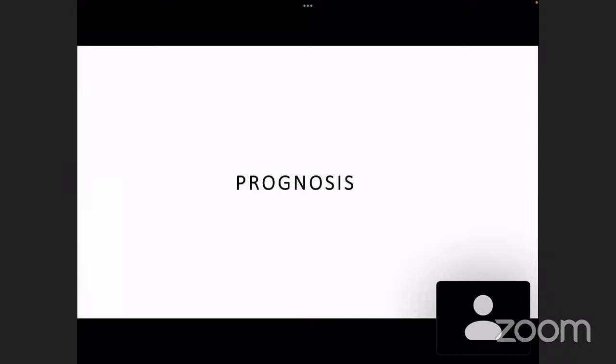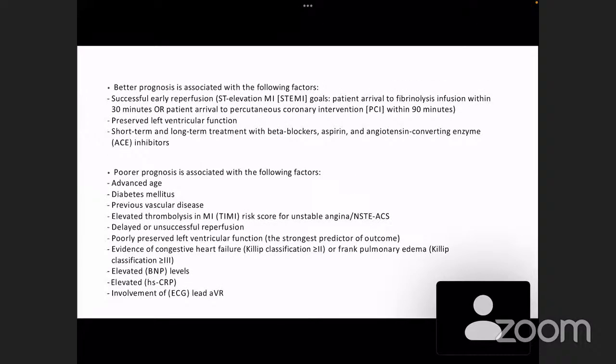For the prognosis, better prognosis is associated with the following factors: successful early reperfusion, meaning fibrinolysis within 30 minutes of patient arrival, or patient arrival to PCI within 90 minutes. Preserved left ventricular function, and short-term and long-term treatment with beta blocker, aspirin, and ACE inhibitor.